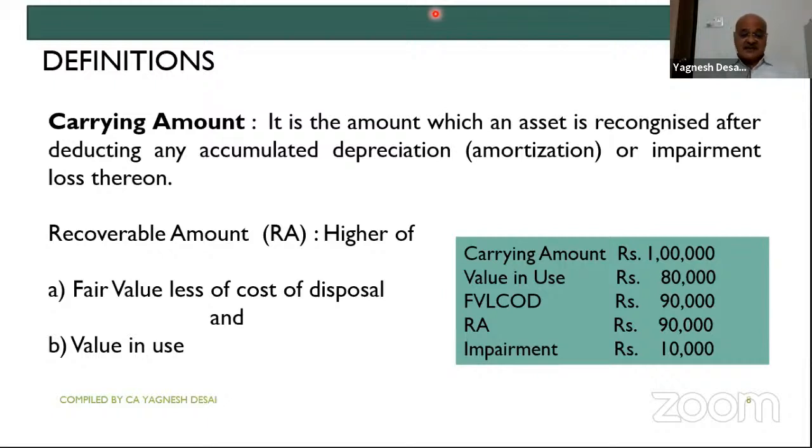Entity's net assets are nothing but the net worth, the sum total of statement of changes in equity. The test is whether the net assets are greater than its market capitalization. What is market capitalization? Number of shares multiplied by the prevailing share market price. Obviously, this is applicable to the listed company only.